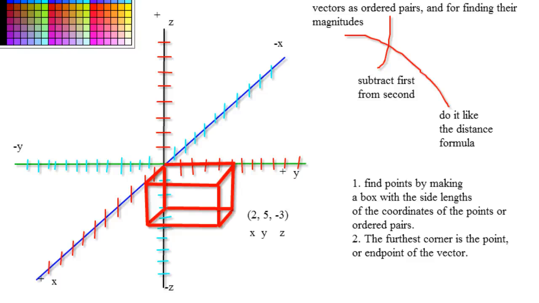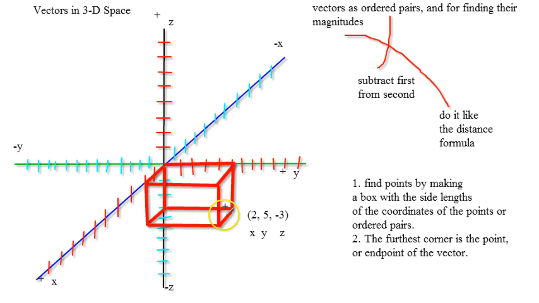Your point is going to be this point right here, the point (2, 5, -3). Now if this was a vector instead, the origin would be right here, and then we would just connect the two. And voila, I would have my vector. I would just draw everything out, have it go like this. So it's almost coming out of the paper at us.